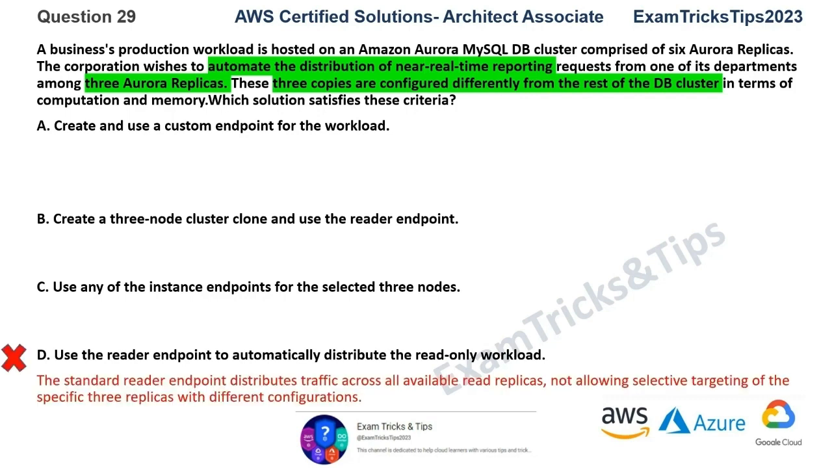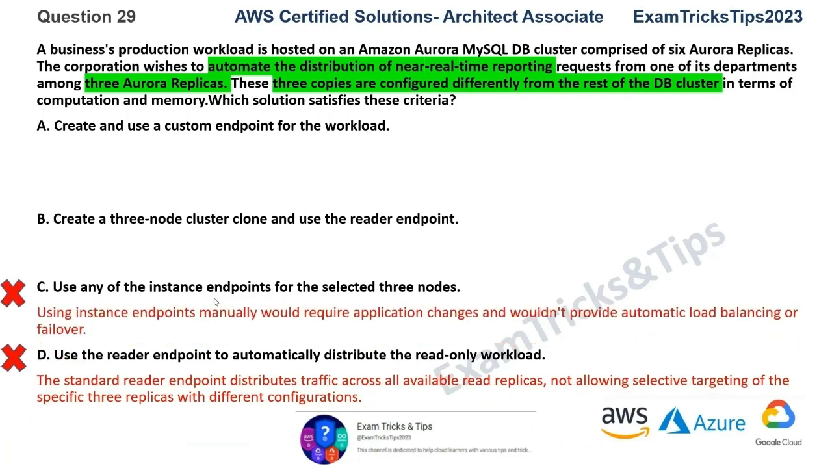So that's wrong. The next one wrong for me is C. It's about use of any instance endpoint for selected three nodes. Using instance endpoints manually would require application changes and wouldn't provide automatic load balancing or failover. The whole point is we want to create endpoints, but we also want automatic load balancing. Whenever a disaster happens, we want some sort of failover. Out of the three replicas we are interested in, if one of them goes, we want automatic failover also, with continuity of the service. So this is not going to achieve that. So option C is incorrect.